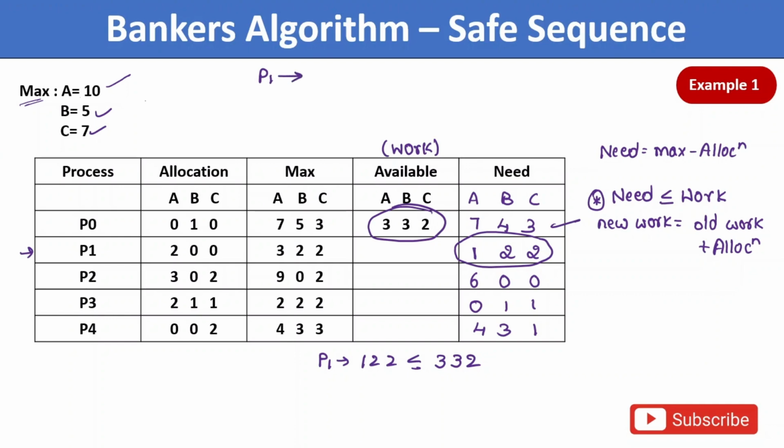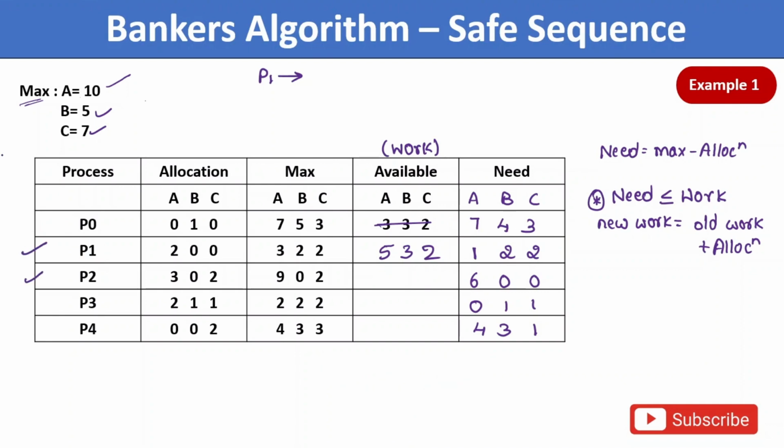Since I placed process P1 in the safe sequence, I must update the new work value. New work value will be equal to old work value, that is 3, 3, 2, plus allocation of the process that you placed in the safe sequence. Which process I placed? I placed process P1. So its allocation value is 2, 0, 0. So 3 plus 2 will be equal to 5. 3 plus 0 will be equal to 3. 2 plus 0 will be equal to 2. So now the updated work or available value is 5, 3 and 2. So now you must use the updated available or work value. Previous we don't need it.